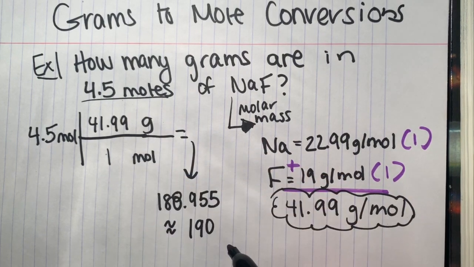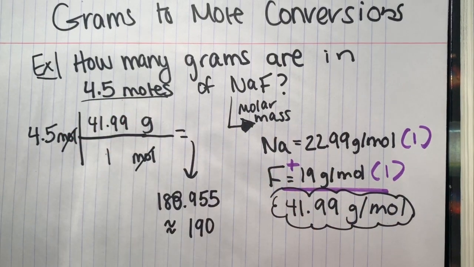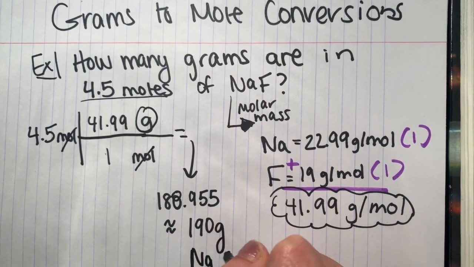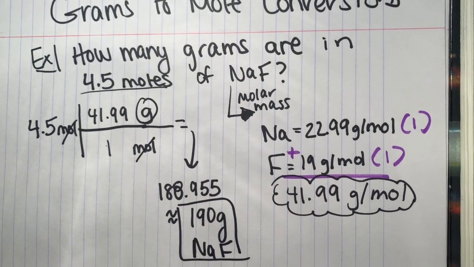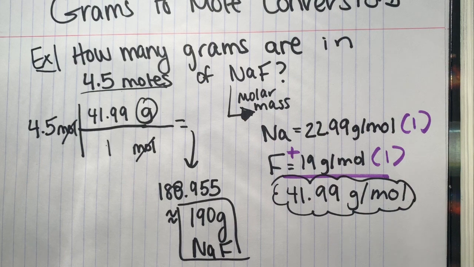And I can't forget my unit, so I know the moles cancel out and I'm left with grams, which is what I want. Right, so I have 190 grams of sodium fluoride in 4.5 moles. So the only difference with this problem is we just had to take the extra step to figure out the molar mass of that compound. And then everything else is the same.